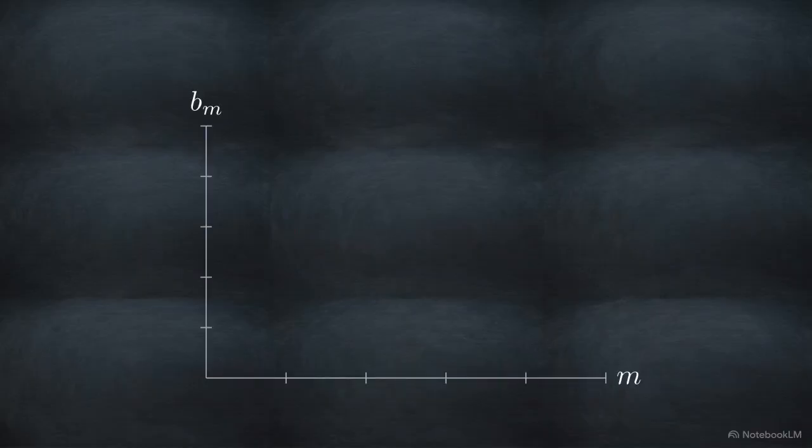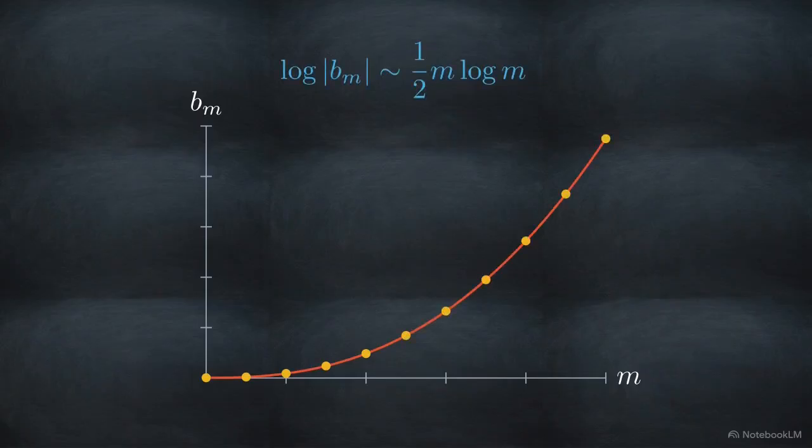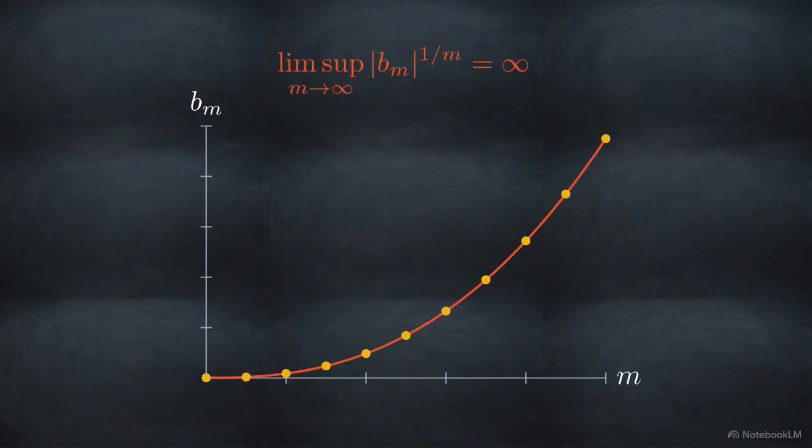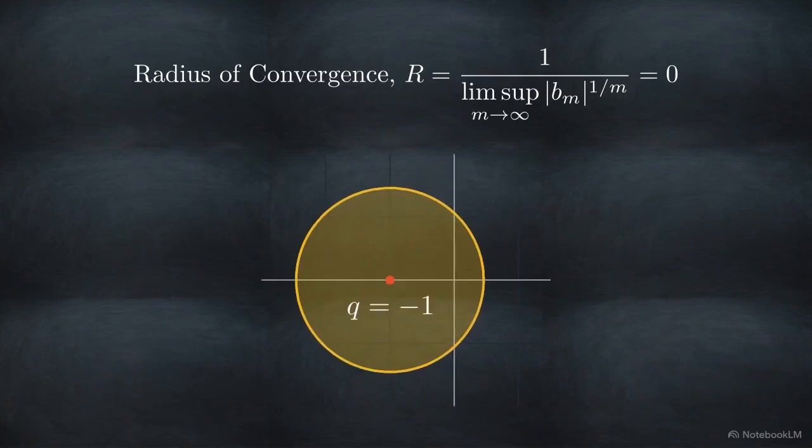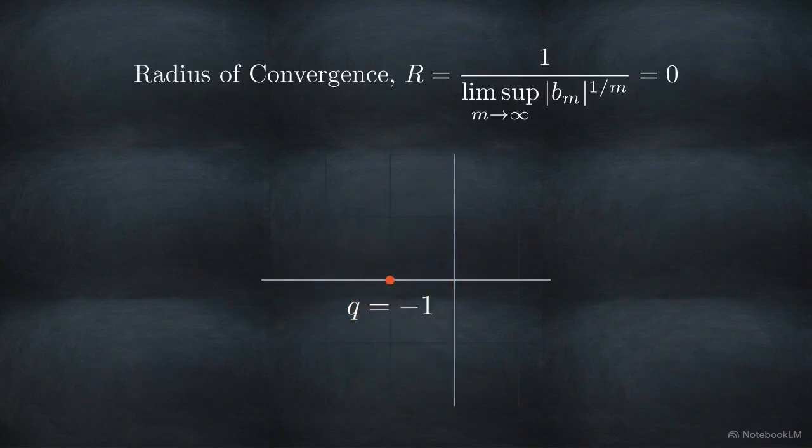This graph plots the local Taylor coefficients expanding around -1. As the index grows, the curve rockets upward in factorial growth. Calculating their limit supremum yields strict infinity. Consequently, the local radius of convergence shrinks exactly to 0.